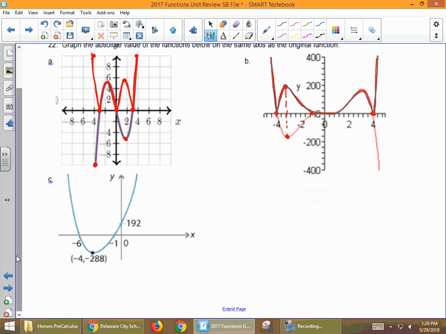Last example, go back to red. We're taking this point at -4, -288, and we're going to flip it up to -4, +288. So the function in blue was your original. The function in red is the absolute value of it.